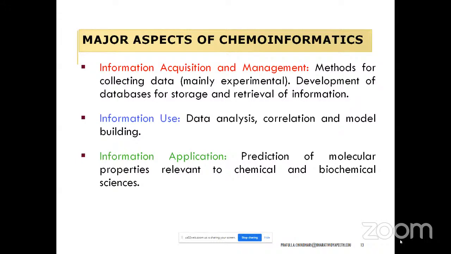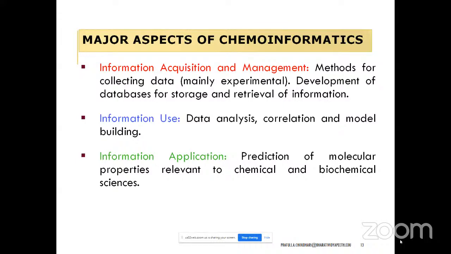Now after that, the application means the predictive behavior of that particular system. Once we have got the data, then we have developed the model. Now how can that model be used for the prediction of the unknown system? So that is the application part of the chemoinformatic tool or your computational tool.